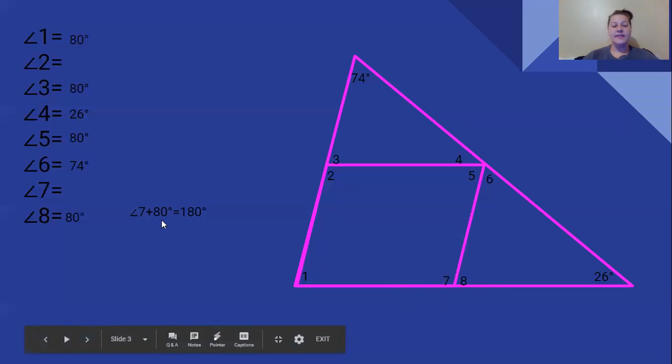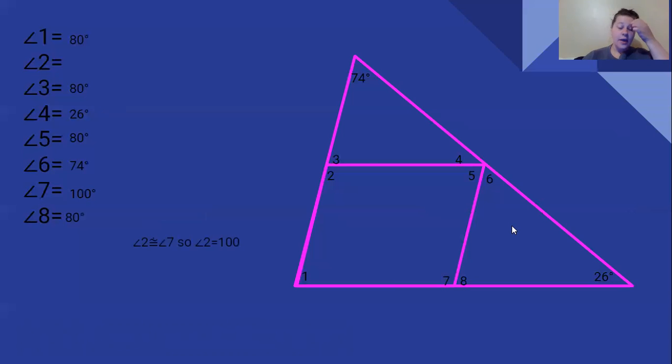We have angle 7 plus 80 equals 180 degrees. We're going to subtract 80 from both sides, and that gives us 100 degrees. It makes angle 7 100 degrees. Now we can do the same over here with angle 2 and 3, but we can see that angle 3 is 80 degrees because angle 3 and 8 are also congruent angles, because if you lay those triangles on top of each other, again, they're going to be exactly the same measurements. So angle 2 and 7 are congruent, and they will both equal 100 degrees.